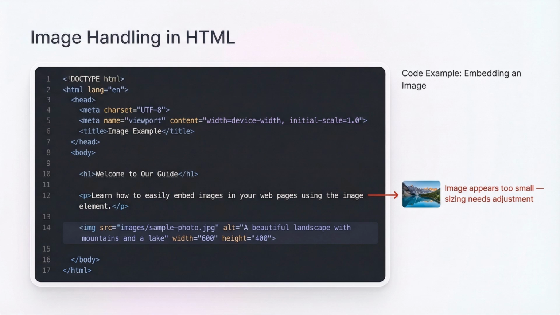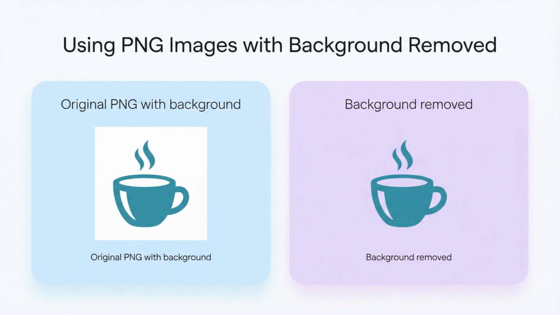This is a common issue when you drop an image into a layout without explicitly controlling its dimensions or the surrounding container's behavior. One important technique discussed here is the use of PNG images where the background has been removed. Instead of using an image that has a solid white or colored background, a background removal tool was used to strip the background out, leaving only the subject of the image. This makes the image look much more natural when placed on top of any web page background.